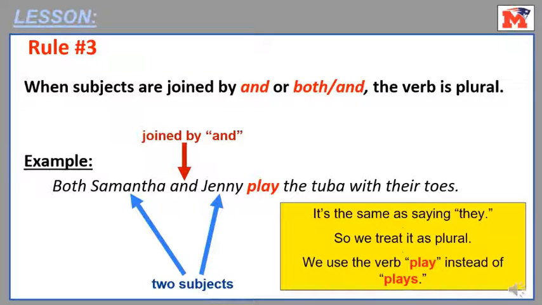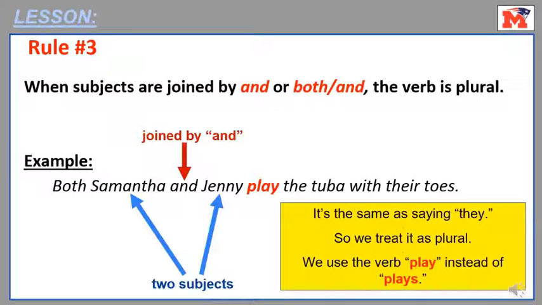So all this both and thing really means in plain English is we have two subjects, Samantha and Jenny. So Samantha and Jenny are joined by the word and. It's the same thing as saying they. And so we treat it as plural because there are two young ladies, Samantha and Jenny.